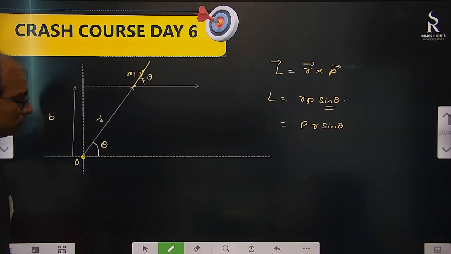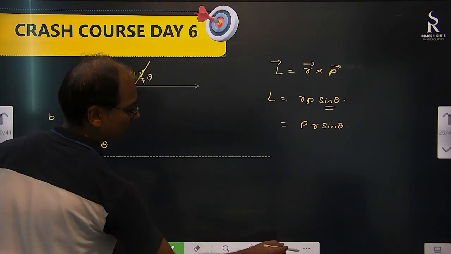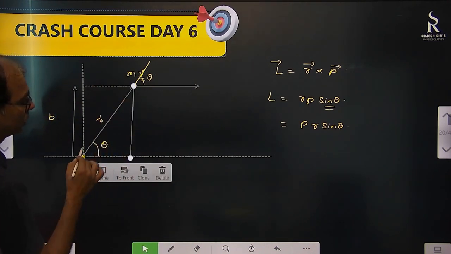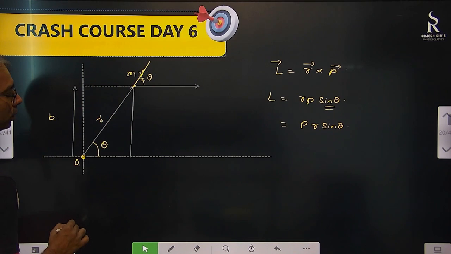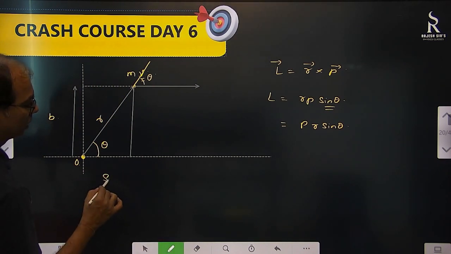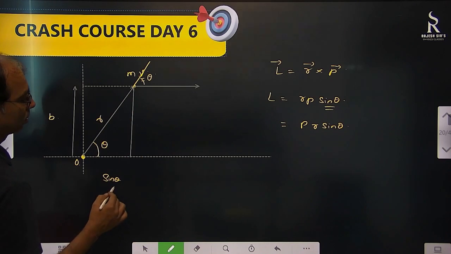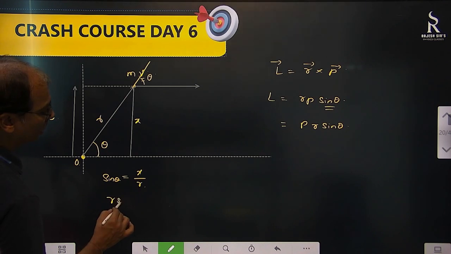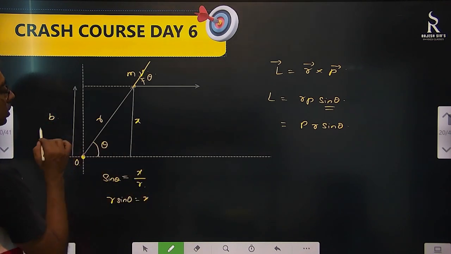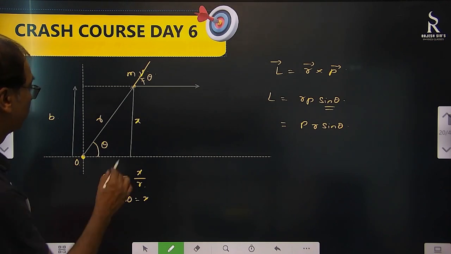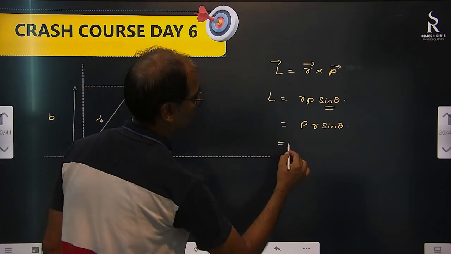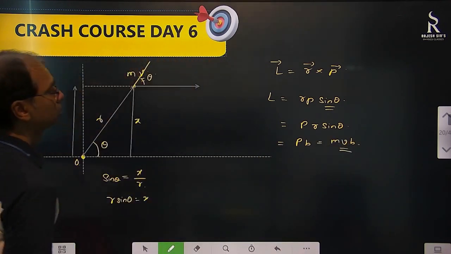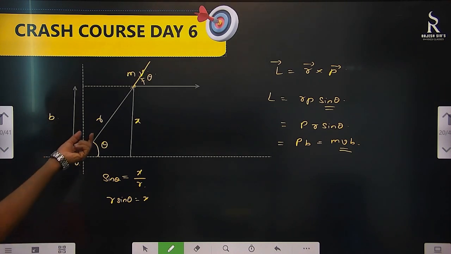So R sine theta is what? R sine theta is actually this. How? You see that this right angle triangle? Sine theta value is this by R. Suppose this is X. X by R. R sine theta is X. And X is B. So here L will be P into B, or mv into b. Okay, here it's coming mv into b.